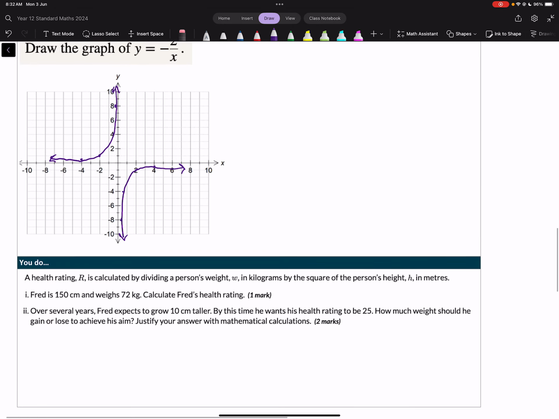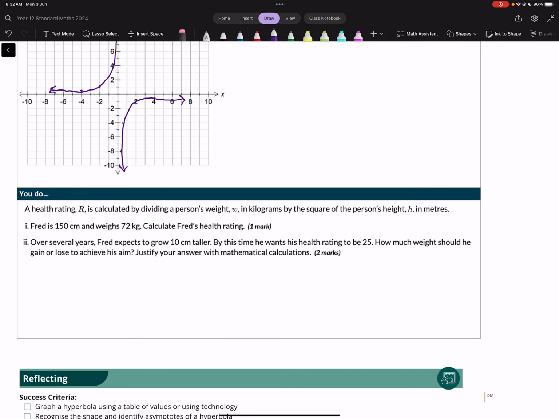These are the kinds of questions that we're going to head towards as we get more familiar with these reciprocal functions. Health rating R is calculated by dividing a person's weight in kilograms by the square of the person's height in meters. So R is weight divided by height squared.